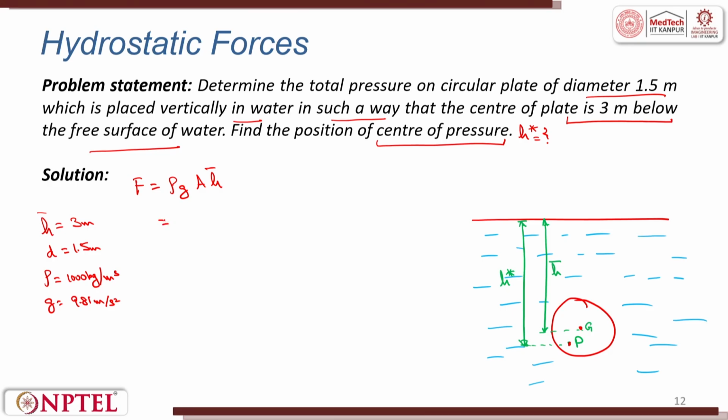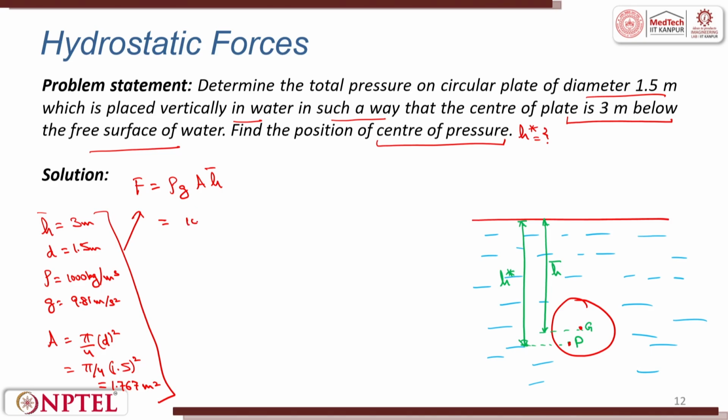Now I will put these values here. F is equal to rho G A into h bar. For this I need to calculate first A. What is A? Area is equal to pi by 4 d square, which is equal to pi by 4, value of d is 1.5 meter, this square. This value of A turns out to be 1.767 meter square.